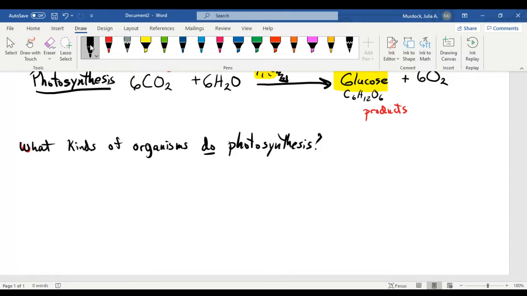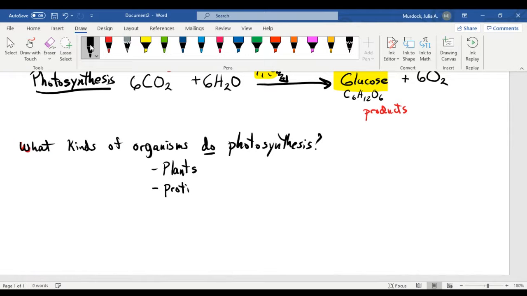Plants. Yes. It's okay, you can give me examples. Tell me what else. Are plants the only things? Not animals. No, animals can't do it. Fungi can't do it. Mushrooms can't do it. Remember that. Protists. Yes, very good.